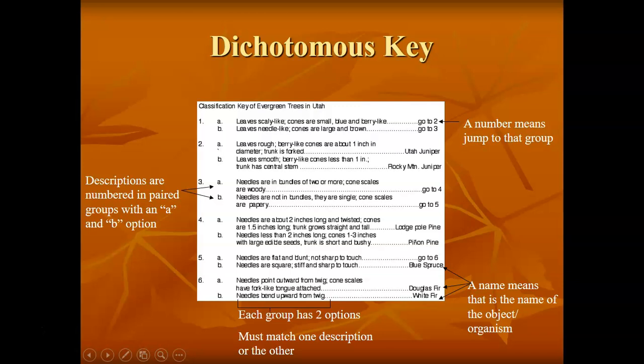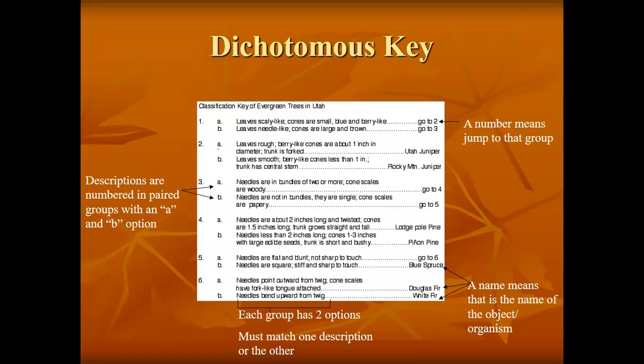So now I'm going to jump down to statement 3, and I've got another pair of statements, right? And let's just say that this particular one, my needles aren't in bundles, they're single, the cones are scaly, scales are paper-like. Okay, so now it tells me to go to another statement. Jump down to number 5. Now I know my needles are square, they're stiff and sharp, and now I've finally come to the conclusion that the particular species of evergreen tree that I'm looking at happens to be a blue spruce. So that's really how these work.